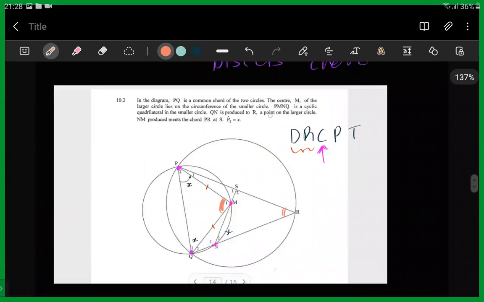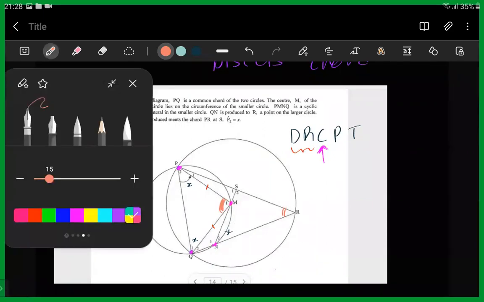Secondly, they said QN is produced to R, and then said a point on the largest circle, MN. Where is MN? MN produced meets the chord PR at S. That's very important. It's also another thing we missed.